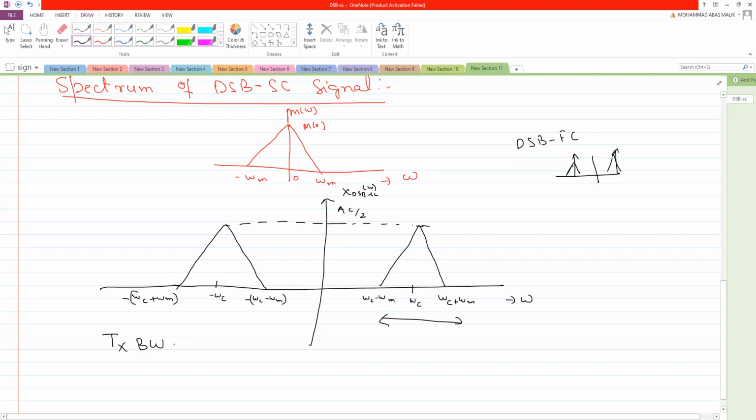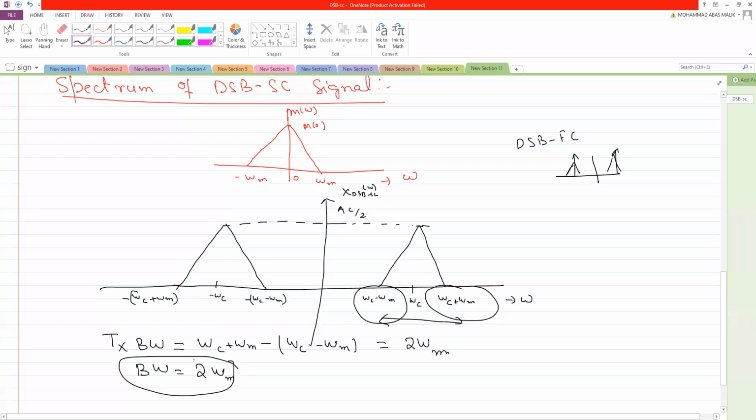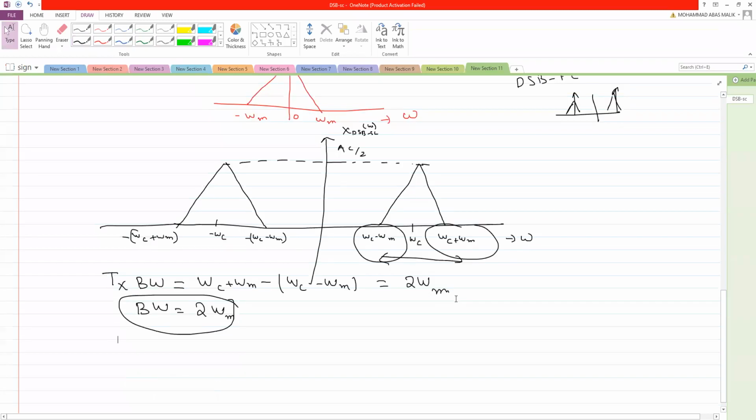There is no negative frequency. You must remember this. So transmission bandwidth is the upper value minus the lower value, because the range of frequencies will determine your bandwidth. So you can say bandwidth will be omega C plus omega M minus omega C minus omega M, and after solving this, you will get twice omega M. So transmission bandwidth is equal to 2 times the maximum frequency of the message signal. You just remember this.